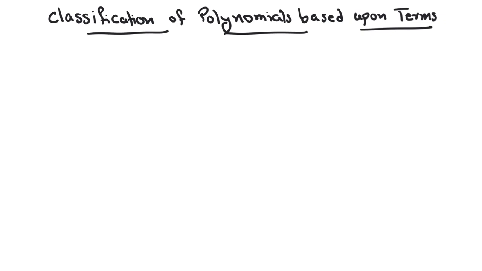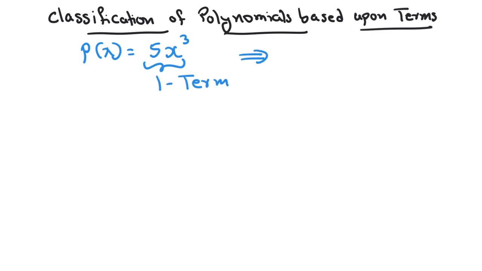Let's try to learn the different classifications of polynomials based upon their terms. Let's look at one polynomial. P of x is equal to 5x cubed. Is this a polynomial? Yes, because the power of the variable is a whole number. How many terms does this polynomial have? It has only one term. So a polynomial with one term is called a monomial. Mono means one. Got this point?